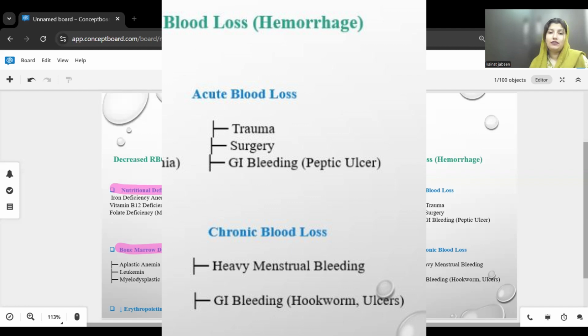There is a third factor, which is blood loss, that can cause anemia. There are two types, acute blood loss and chronic blood loss. Acute blood loss reasons are any trauma, surgery, or GI bleeding, whereas chronic blood loss can happen because of heavy menstrual bleeding in females, and GI bleeding if there is hookworm or any ulcer. Hookworm will suck the blood from your GI tract.